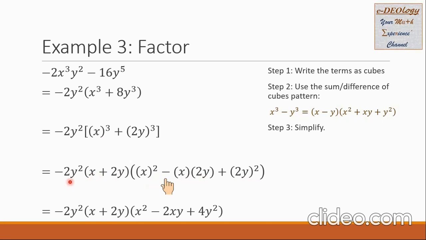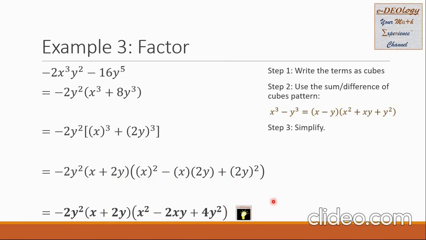I copied first the GCF followed by the binomial factor. Let us simplify now our trinomial factor. The first term is now x squared. The middle term is now negative 2xy. And then plus the square of 2y is now 4y squared. So this is our final answer.